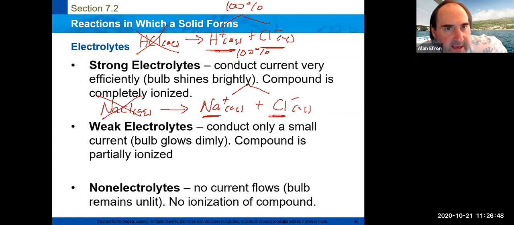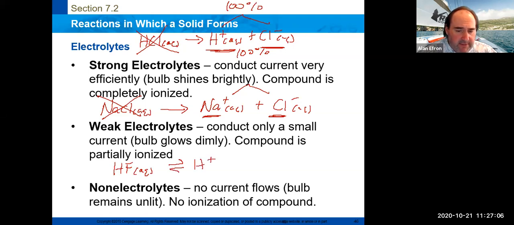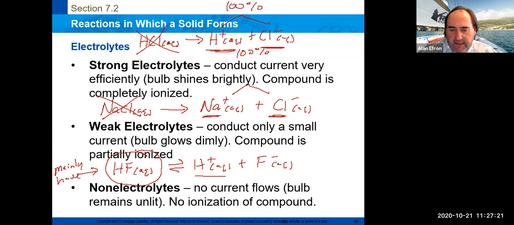That's different than if we have a weak electrolyte. In a weak electrolyte, we have a little bit of the ions coming apart, but it mainly stays together. So if we take something like hydrofluoric acid, that is a weak acid. When it breaks apart, we will get H+ and F-. Different from a strong electrolyte, in solution this is mainly what you have, but you have a little bit of these ions, so you do produce a few ions.